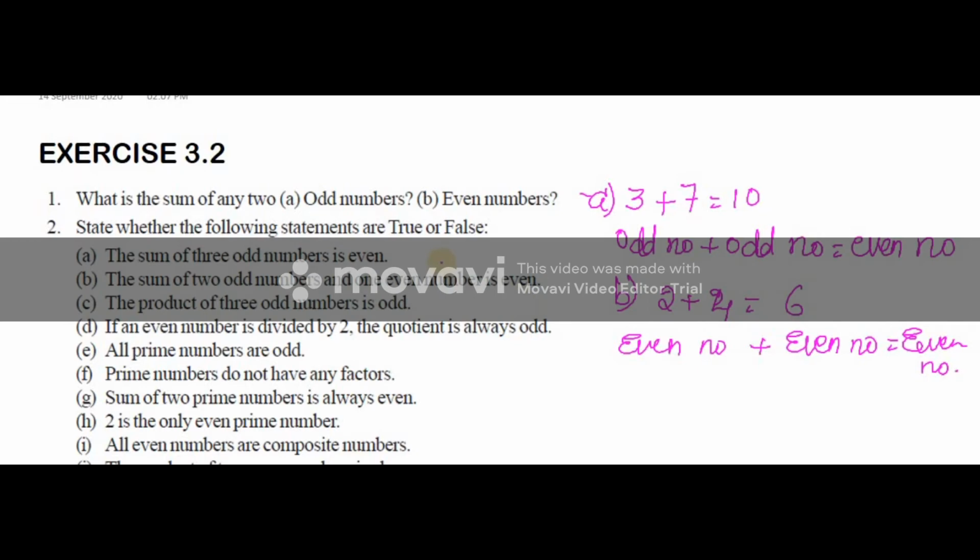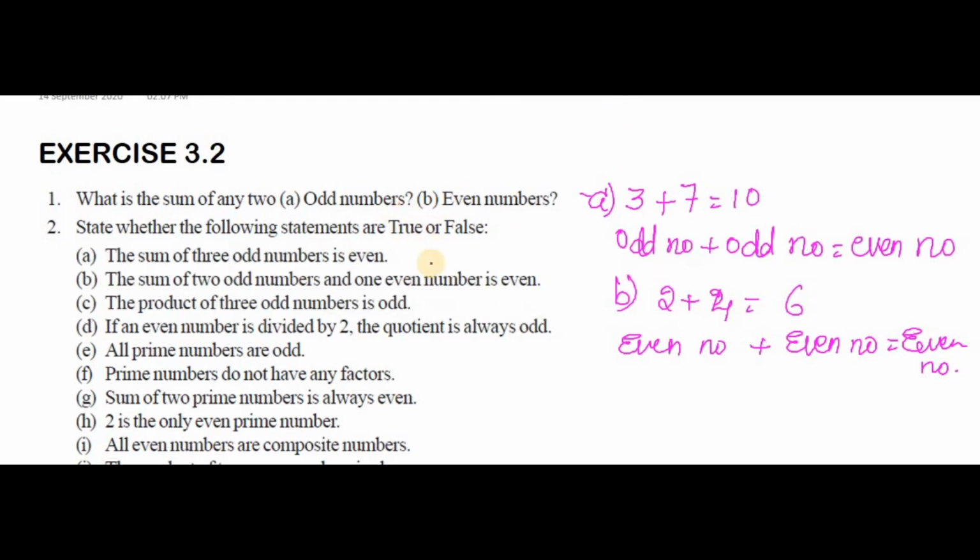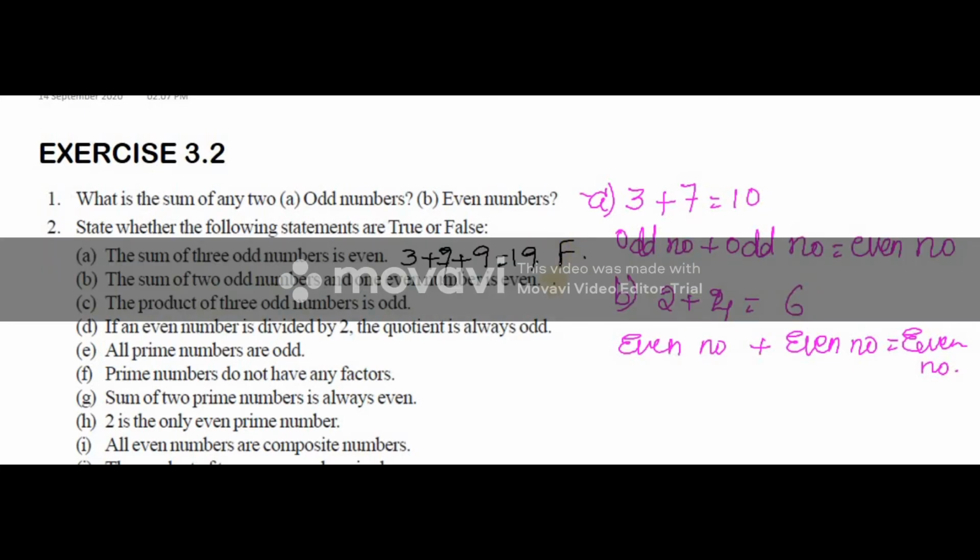So what is the question he has given to us here is, state whether the following statements are true or false. The sum of three odd numbers is even. So the sum of three odd numbers, we will consider 3, 7, 9. 3 plus 7 is 10, 10 plus 9 is 19. So it is an odd number. So the answer is false.